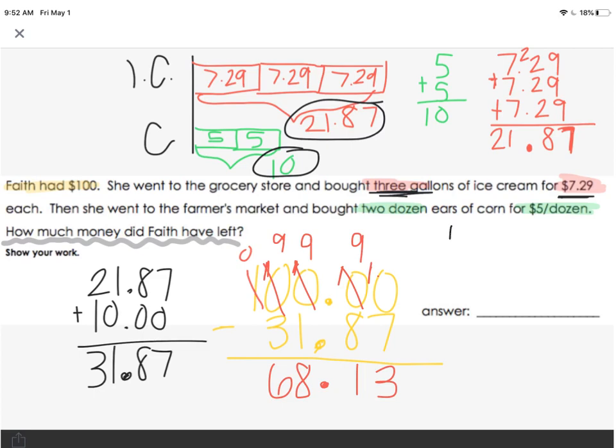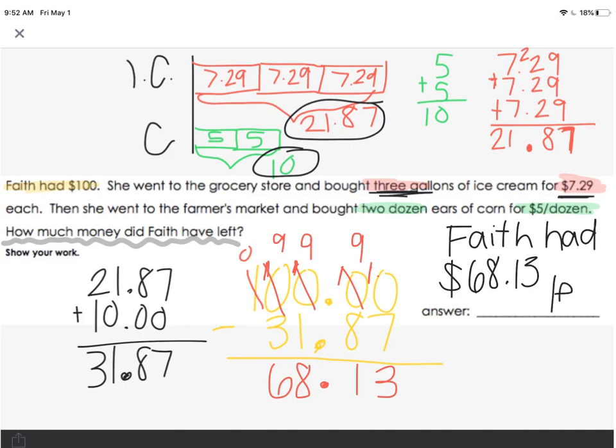All right, and I'm going to switch back to my black pen and I'm going to write an answer sentence. So, Faith had $68.13 left. Ended with a period, and that looks good. Let me know if you have any questions.